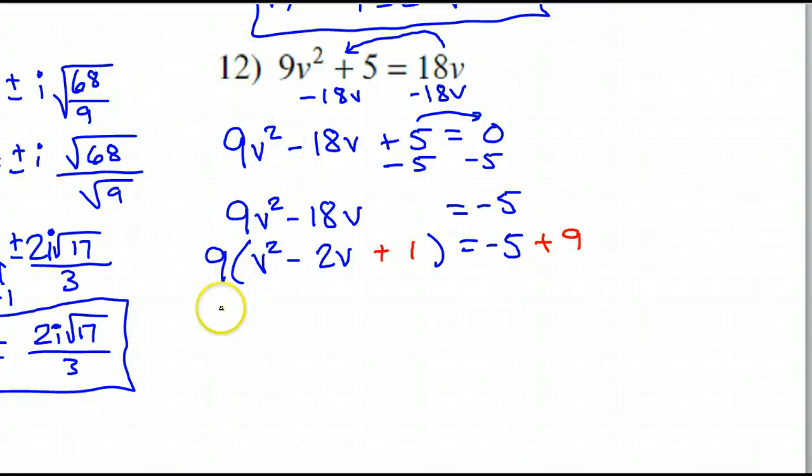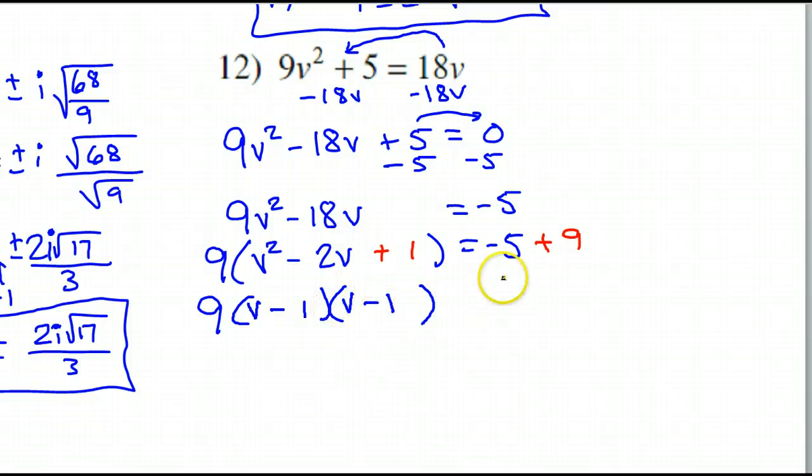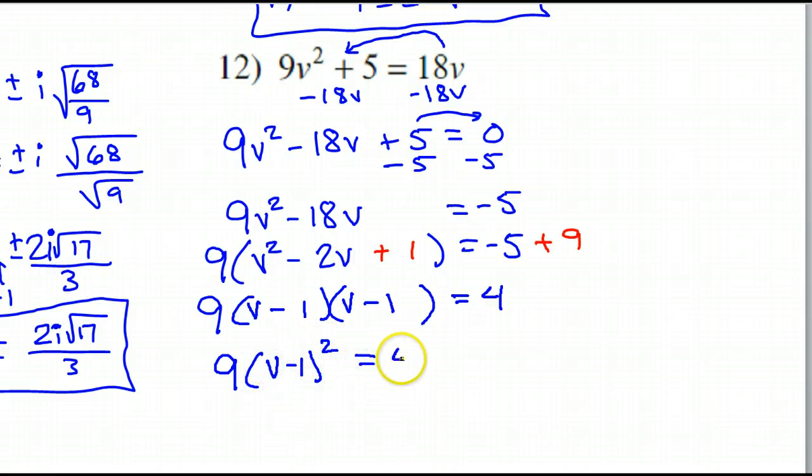Okie dokie. So I'm going to have 9, and then when I factor this, it's going to give me v minus 1 twice. Alright, so much of this looks really familiar. I feel like if I scroll back, I'm going to see almost the same thing again. Anyways, over here I've got 4. So what I have here is 9 times v minus 1 squared is equal to 4.